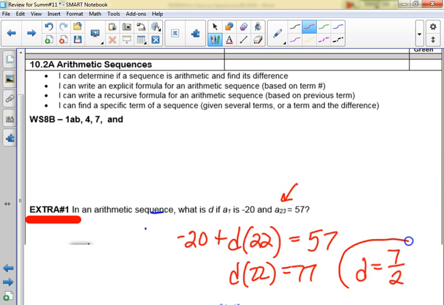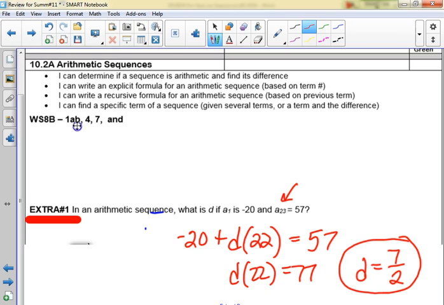Did anybody else get that? 3.5 or 7 halves? It's exact at 3.5, so I don't care which way. Questions? Anybody totally confused? Need me to write the general formula on the top of that? Anything?